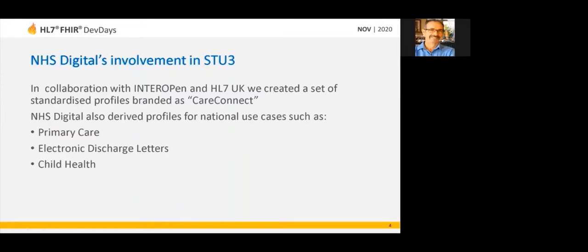Moving on to STU3, we developed a set of profiles in collaboration with an organisation called Interopen and also involving HL7 UK. This standardised set of profiles was branded as Care Connect. We also derived profiles for national use cases such as primary care, electronic discharge letters and child health from this set of generic profiles.